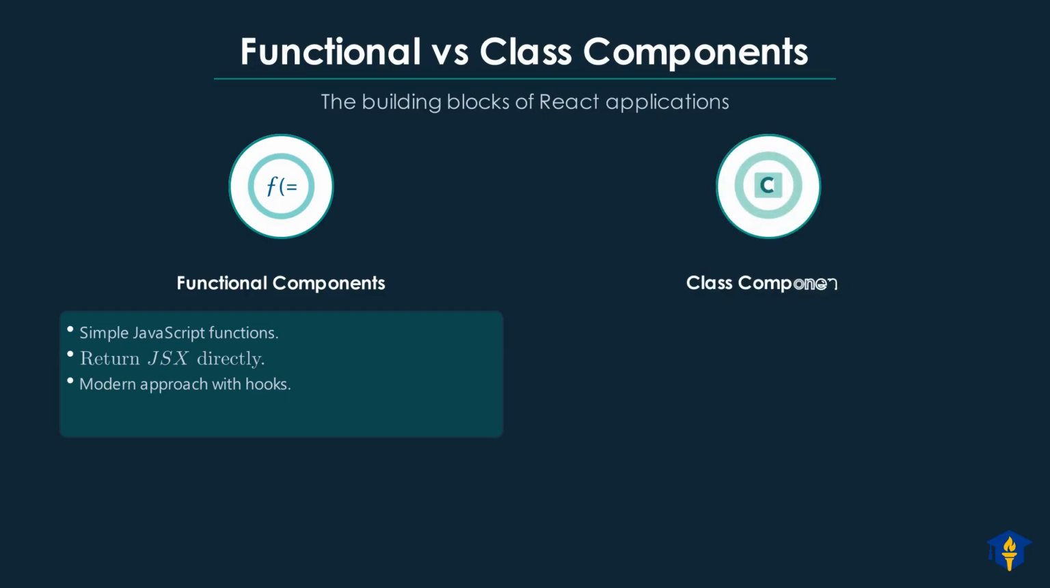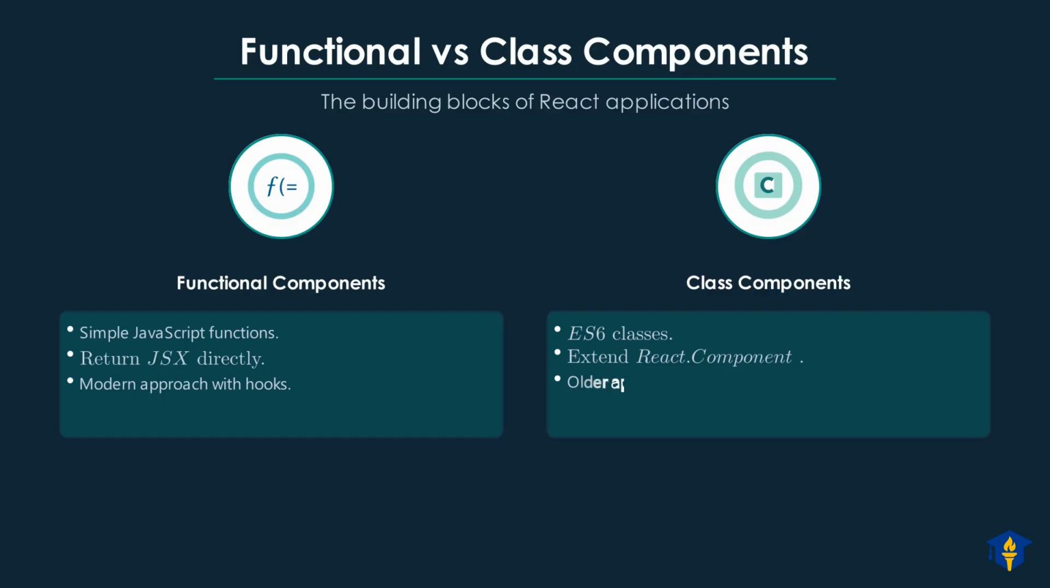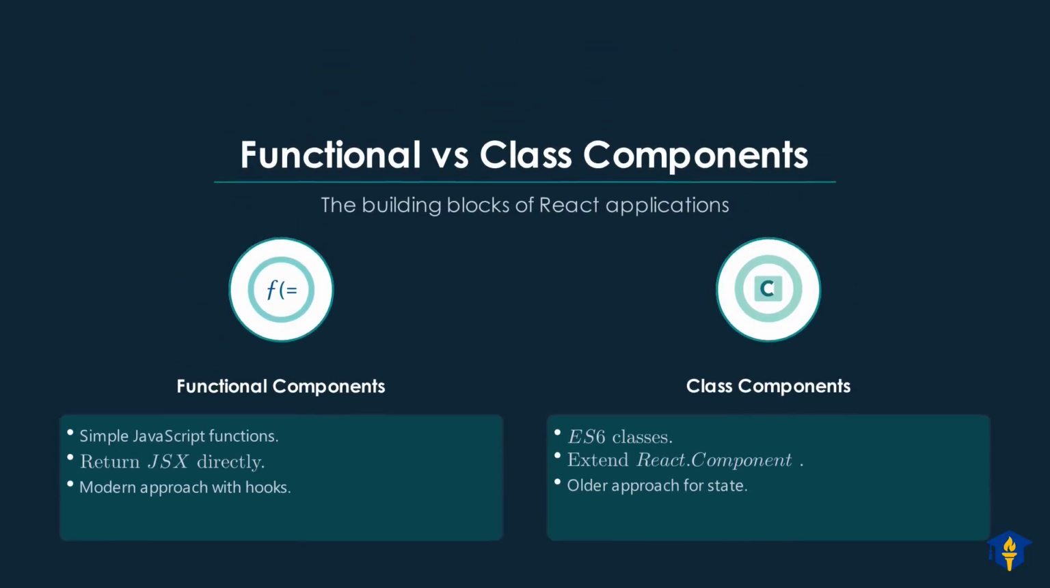Next, we will cover class components, which represent an older but still relevant way of building components. Class components are based on ES6 classes, providing more features but also more verbosity. These components must extend React.Component to inherit React's core functionalities and lifecycle methods. This represents an older approach primarily used for managing state and lifecycle events before hooks existed.